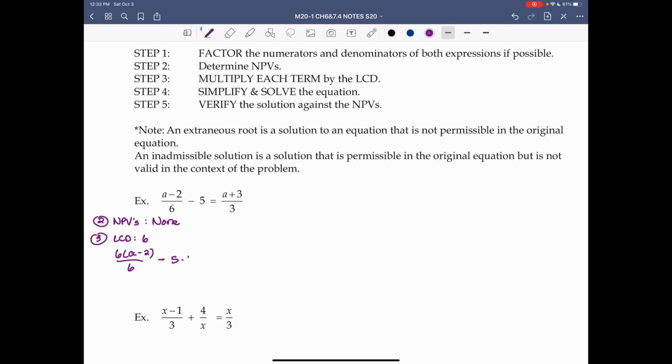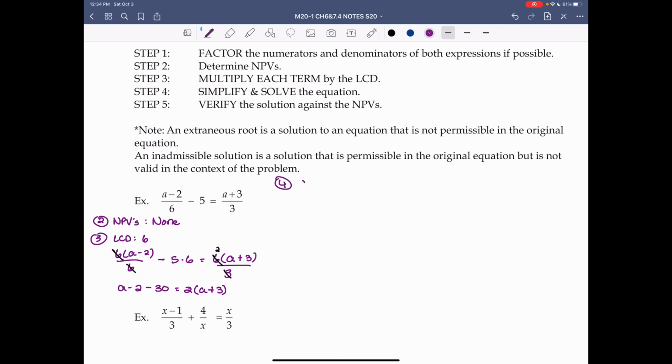Negative 5 times 6, and then equals 6 times (a plus 3) over 3. What happens here is the 6's divide out, and then in our second fraction, 6 divided by 3 is 2. We are left with a minus 2, minus 5 times 6 is 30, equals 2 times (a plus 3). So as we see, our fractions are no longer there, which makes it so that we are able to solve this easily.